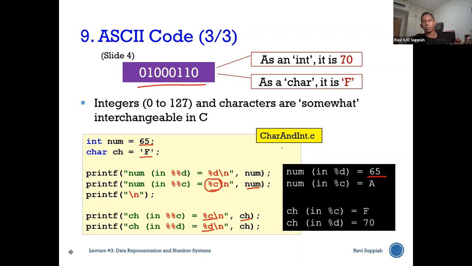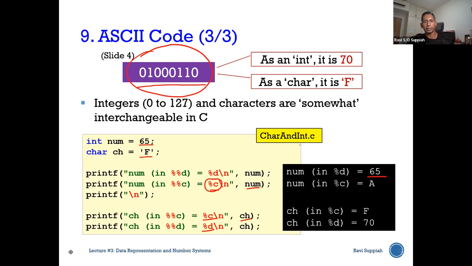So again, this comes back to the very important understanding we must always have, that the data is always ones and zeros. Only the programmer, which is yourself, knows how to interpret those ones and zeros. If I just look at this value in the memory, I look at it as ones and zeros. But if I send this same value to a printf statement and say print it out as an integer, it gives me 70. If I say print it out as a character, it gives me uppercase F.